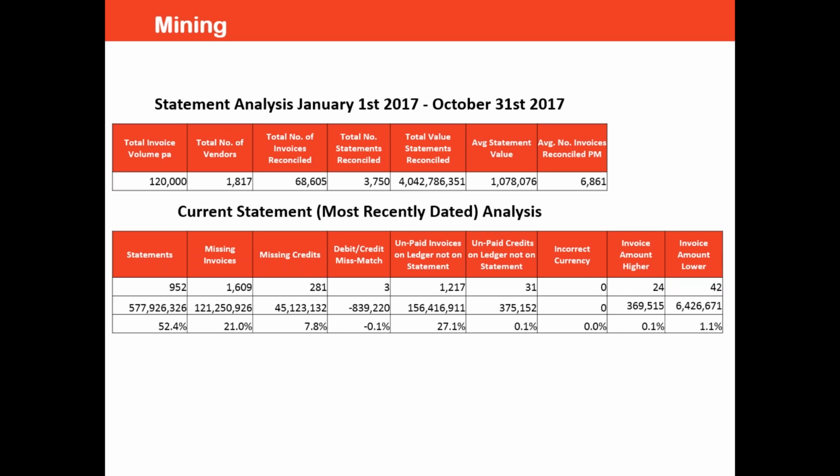So another mining company. This is probably the biggest value of missing credits, actually. If you look at the missing credits, I've got £45 million worth of missing credits, which is 8% of the outstanding statement value. So I've got about 1,000 statements in the system currently, and actually they've reconciled nearly half of their vendor base. They're doing a lot of statements. They're doing about 400 statements a month as well.